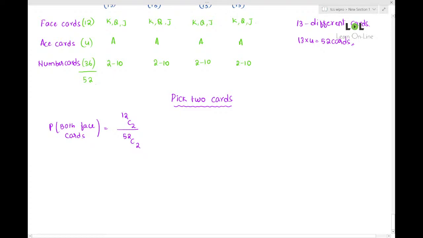Suppose I ask you, what is the probability of getting both number cards? Total cases are 52C2. Number cards are totally 36, out of which we need 2. So out of 36 number cards, you need 2 number cards. Means what? 36C2 out of 52C2. That's all.